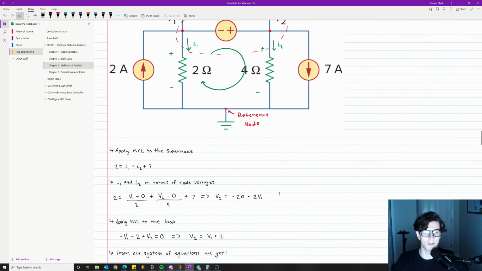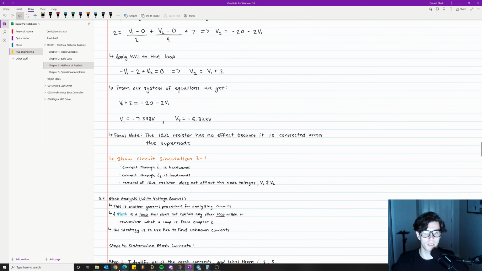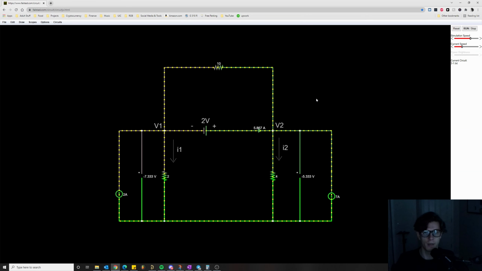Cool. So let's take a look. I even have some notes on the circuit simulation. Okay, so here's the circuit that we just analyzed. And just to show you that we got the answers right, here's negative 7.333 volts and then negative 5.333 volts.